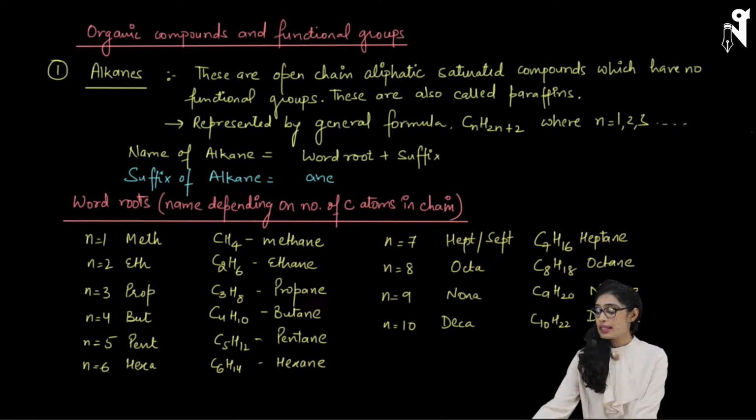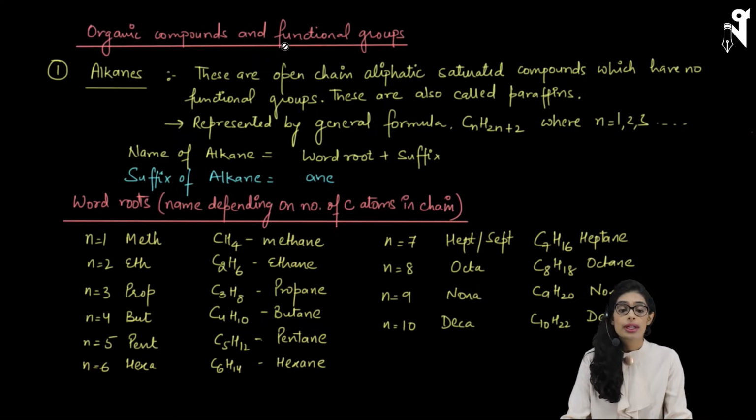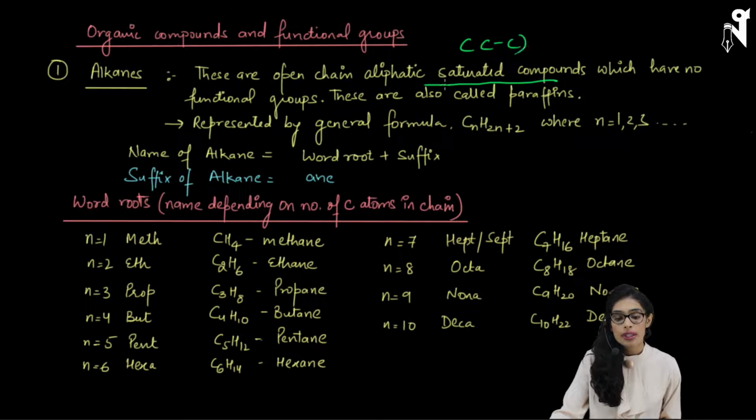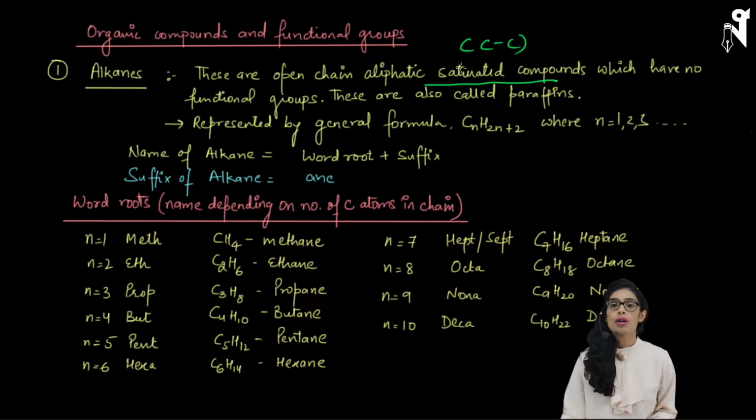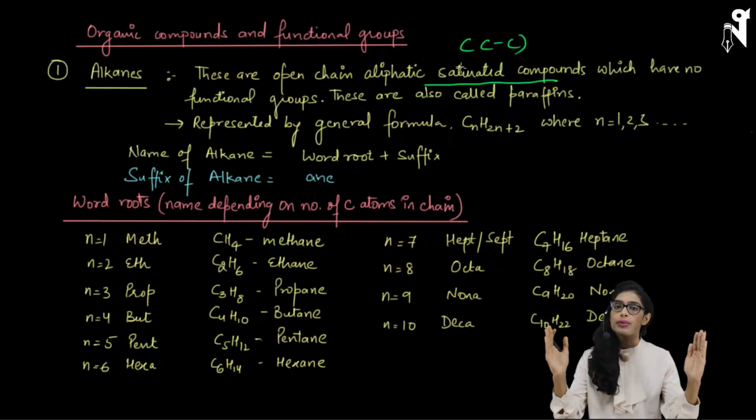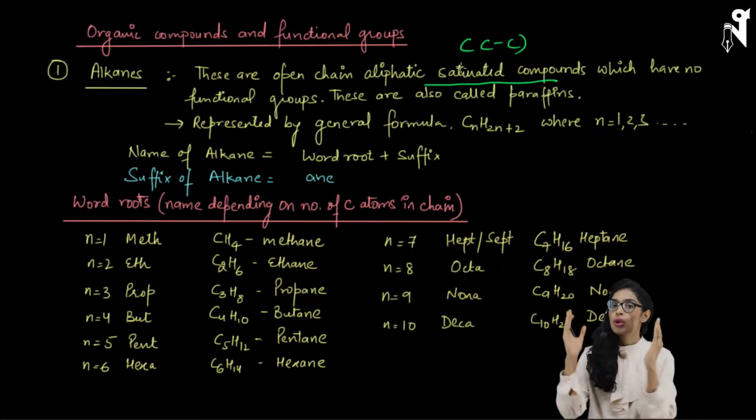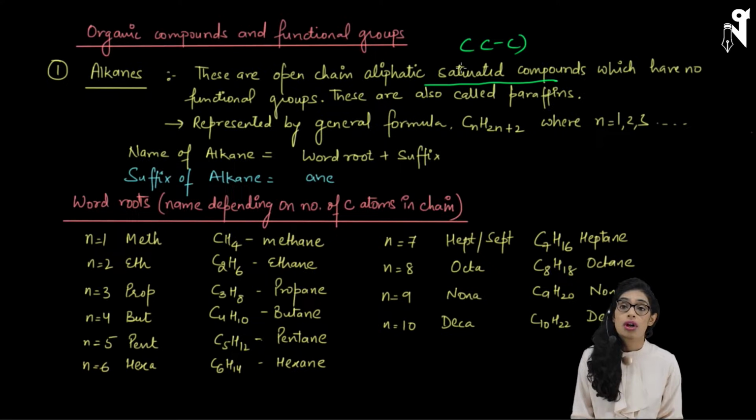So what are alkanes? This is not something new. You already know what alkanes are and you have done this in grade 10. Alkanes are open chain compounds which are saturated in nature. Saturated means they have carbon-carbon single bonds in them. So there are no multiple bonds, only carbon-carbon single bonds, and there are no functional groups present in it. So basically the carbon chain is made up of only carbons and hydrogens, no other element and no multiple bonds present. Such compounds are called alkanes.